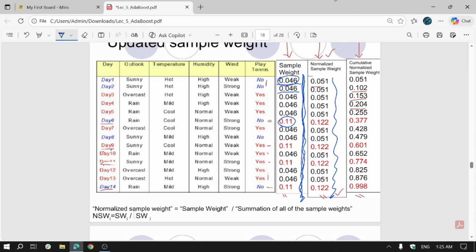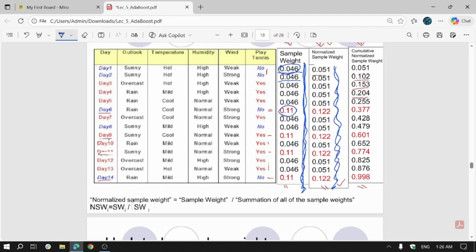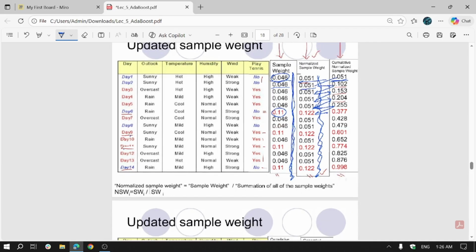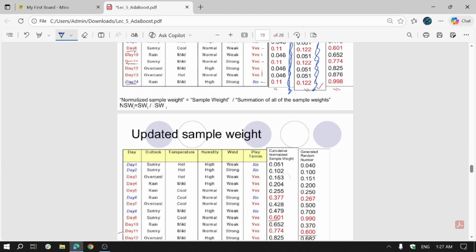And this way, for calculating the cumulative normalized sample weight, you add cumulatively, like 0.051, then 0.051 plus 0.051, that gets 0.102, then 0.102 plus 0.051, then you get 0.153, then 0.153 plus 0.051, then you get 0.204, then this adds with this, and this way you can get the cumulative sample weight. Here's the example. Here's the formula.